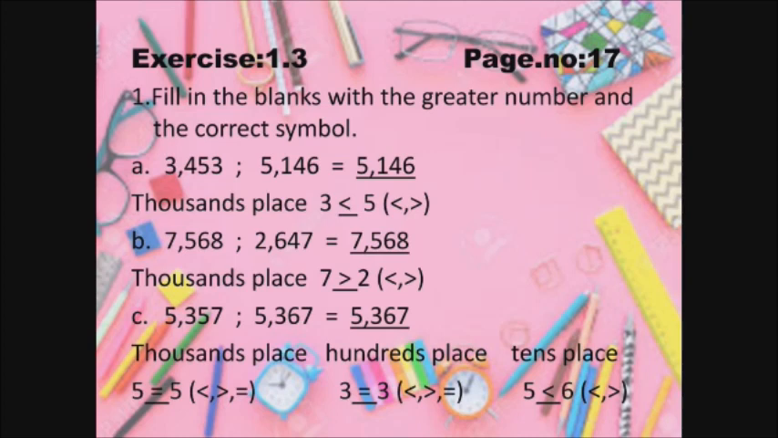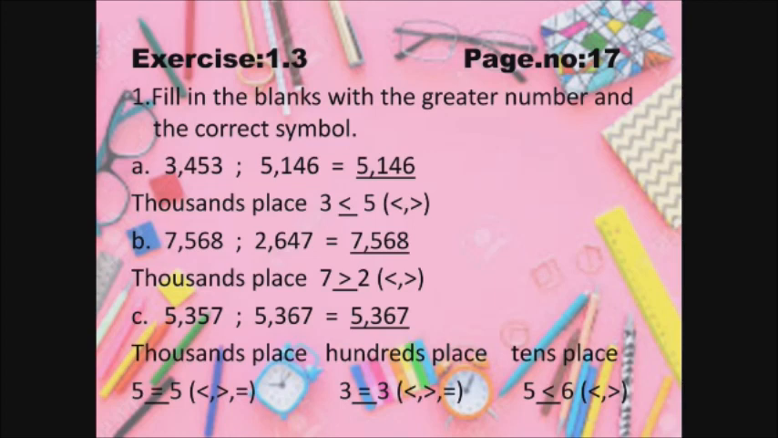For that, first you have to check the first digit, that is in the thousands place. See the thousands place, 3 and 5. It's clear 5 is the bigger number. So automatically 5146 is the greater number. Next, we have to put the correct symbol in the thousands place. They asked in the thousands place, 3 and 5. Which symbol do we have to put? Before that, you should be clear with the symbols lesser than and greater than. Here 3 is less than 5, so this is the lesser than symbol.